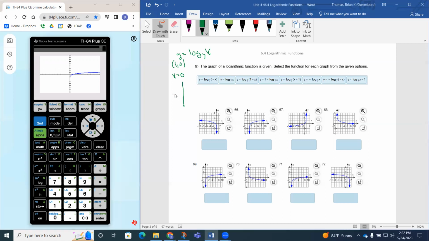Here's the x-axis and y-axis. There's this (1, 0) here. So the graph, I'm going to go ahead and just draw it in purple. The graph kind of runs that way and then starts to approach the y-axis. So it has a vertical asymptote. So that's our parent function.